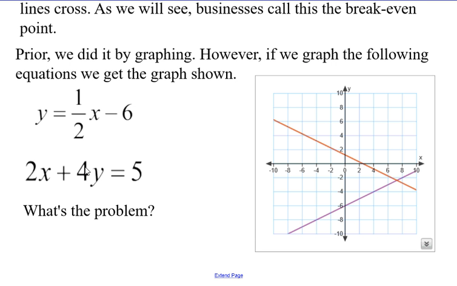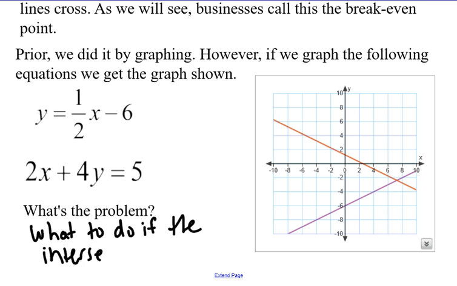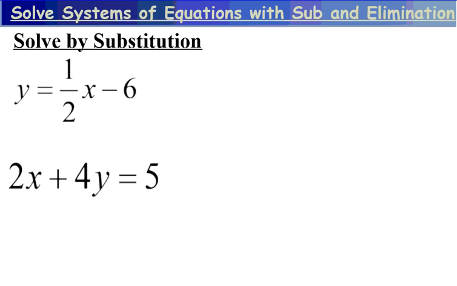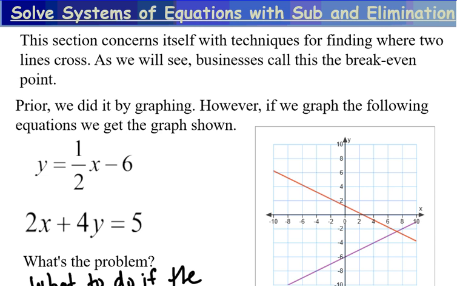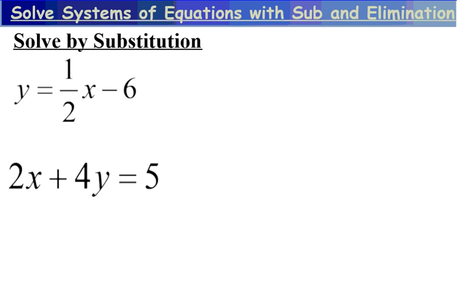So graphing's not always a great choice because the problem is what to do if the intersection is not integers, right? So how do you estimate if there's decimals or fractions? We need better tools. So graphing's our first tool, but we're going to need better tools. So the next tool that we would have is something called substitution.